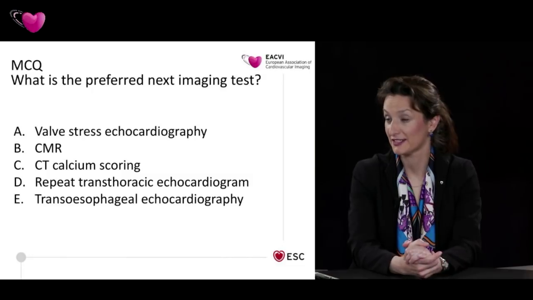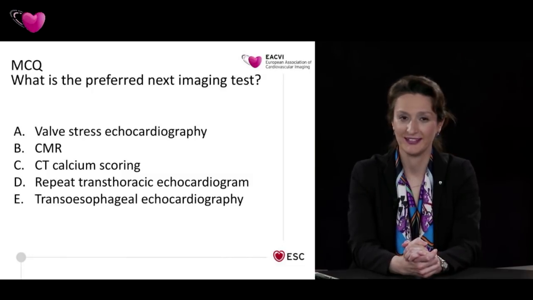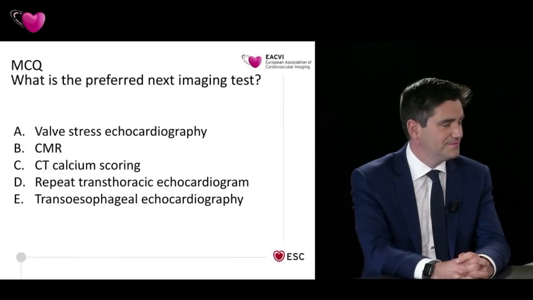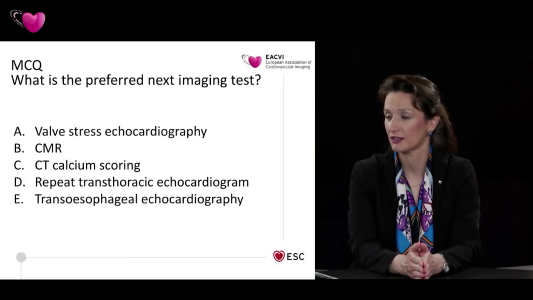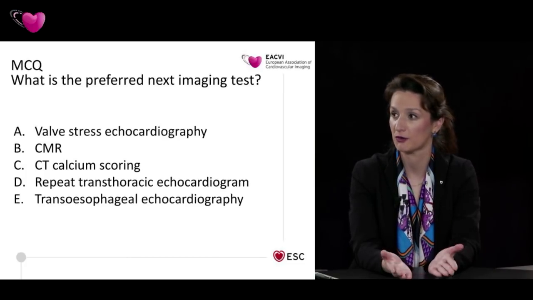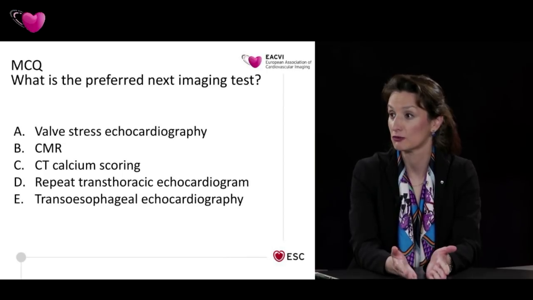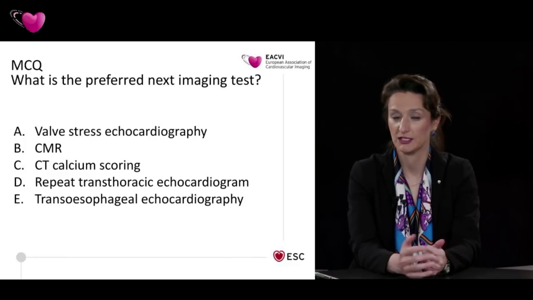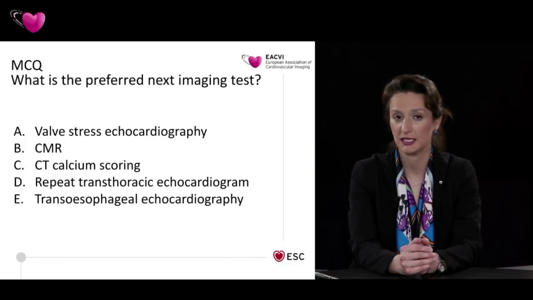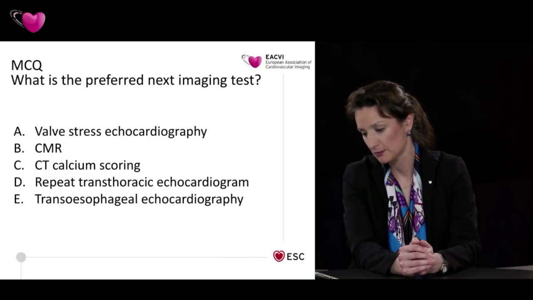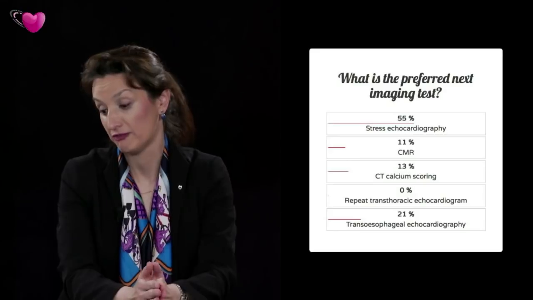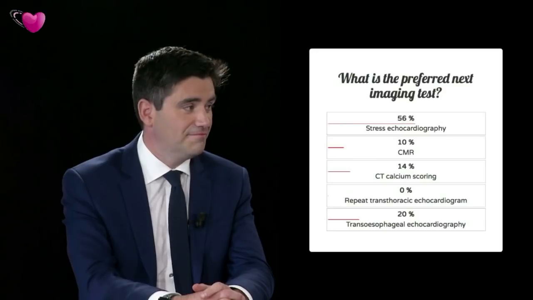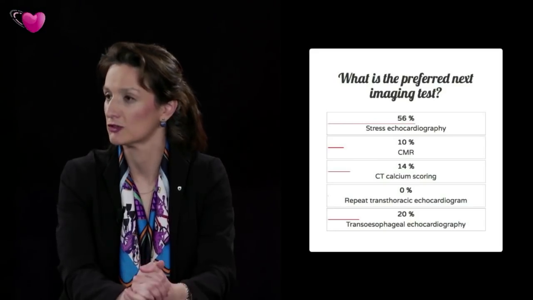So, a very challenging case that we indeed find in clinical practice, and both questions are very relevant. One, when the patient has heart failure, to know the etiology of this heart failure, and second, when the patient comes with an aortic valve that doesn't open, whether that is really a truly severe aortic stenosis or not. So the question to you was which imaging technique to use now as a next step. And I can tell you that the audience has voted, and most of them, 55%, would use stress echocardiography, 21% transesophageal echocardiography, and 13% CT calcium scoring.